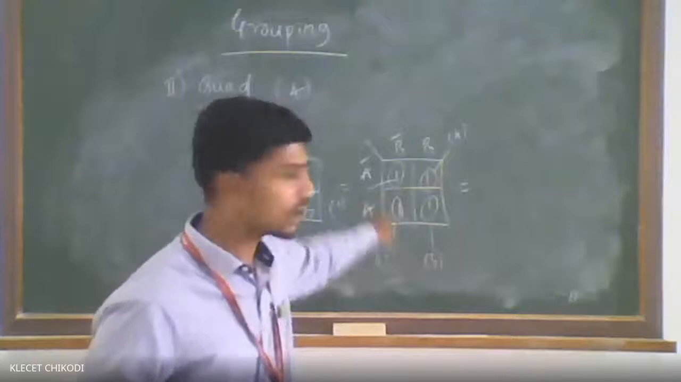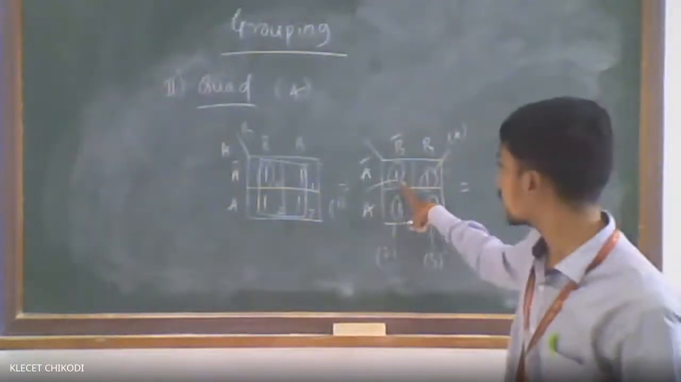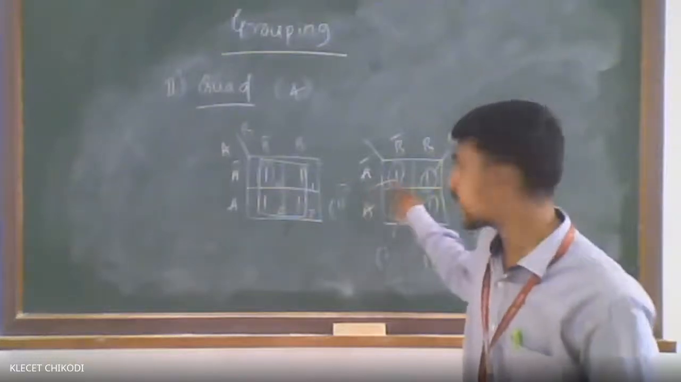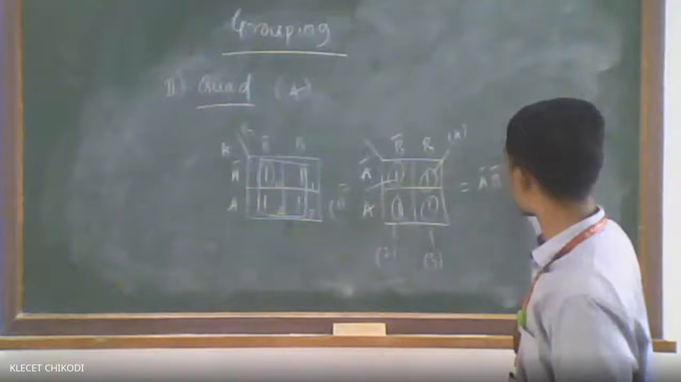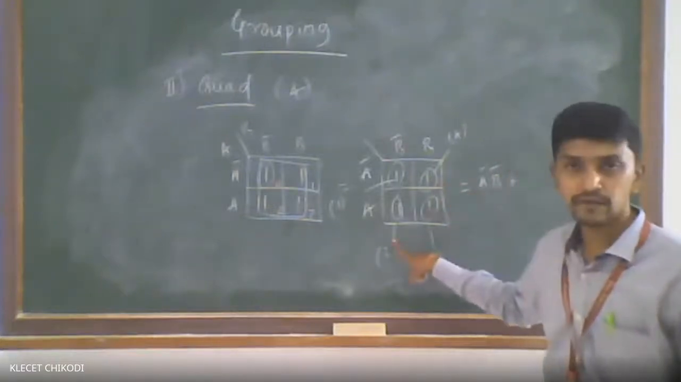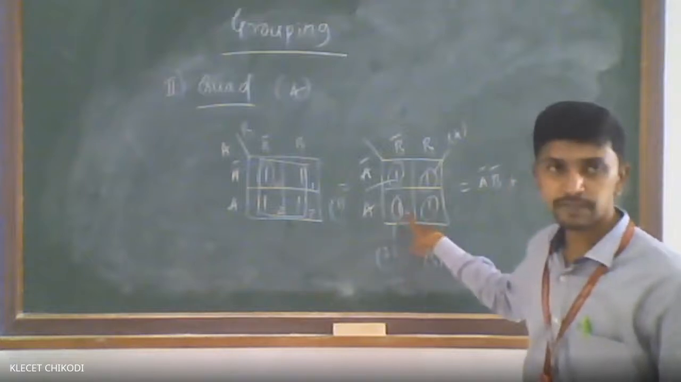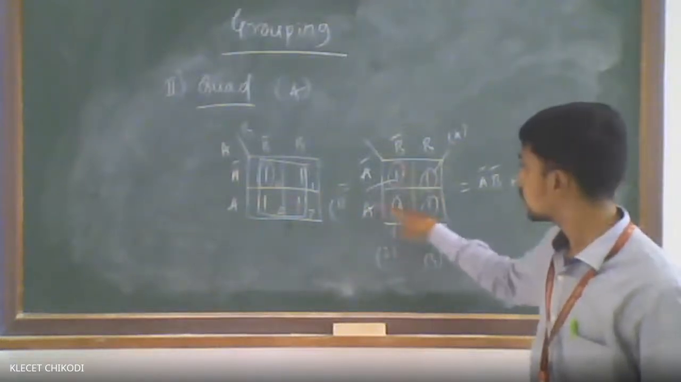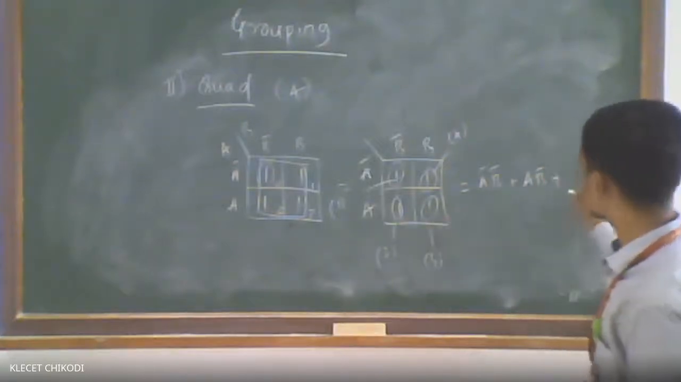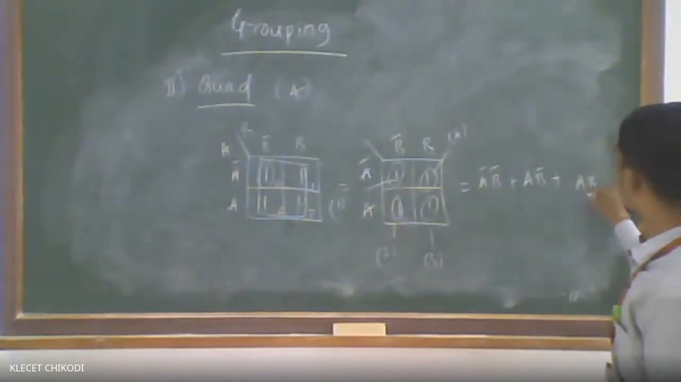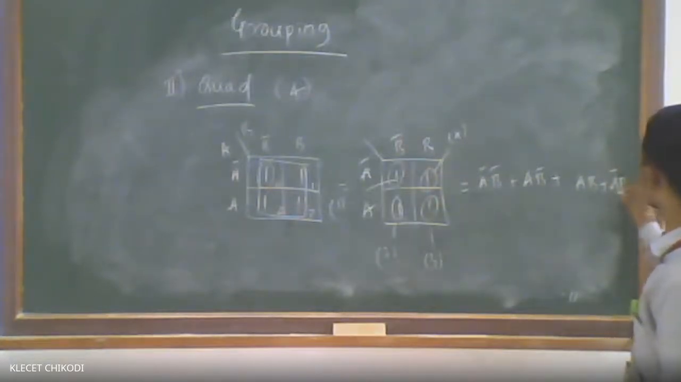Someone has written that for the first quad, that is for the first individual literal, it will be the respective row and column value. So that will be A bar, B bar. Again for the second one, it will be the respective row and column value. It is A, B bar. For the third one, it is A, B. And for the last one, it is A bar, B.